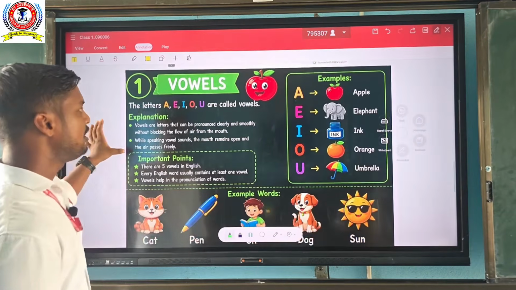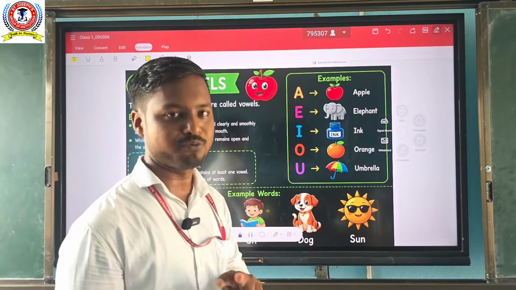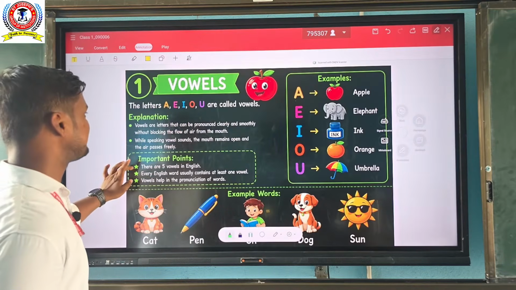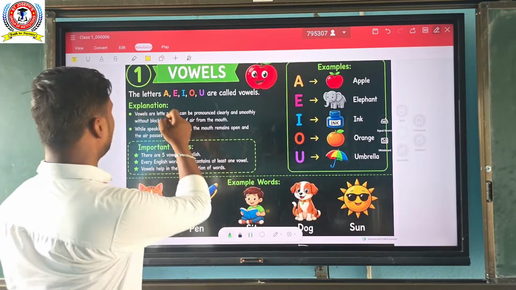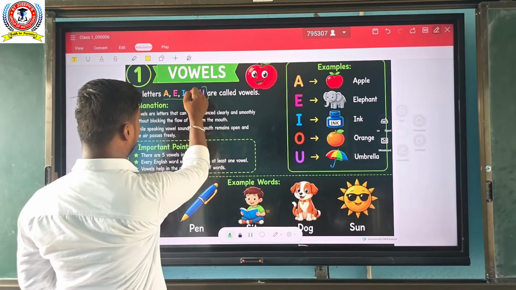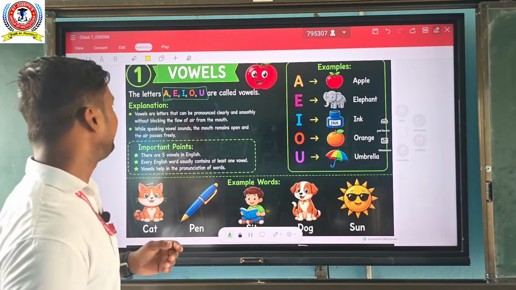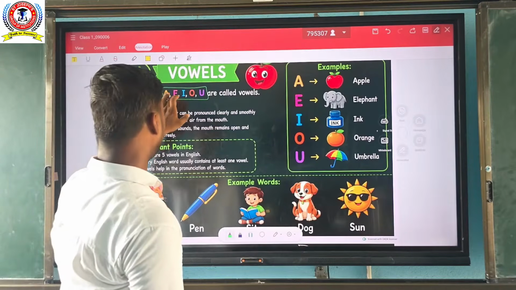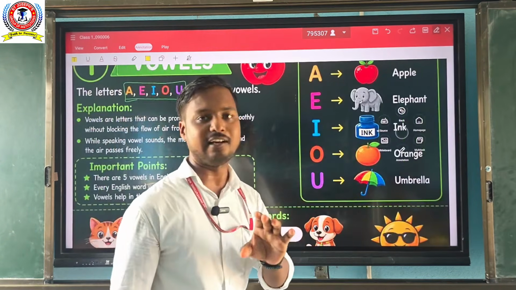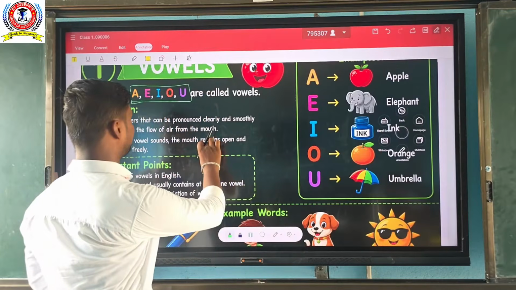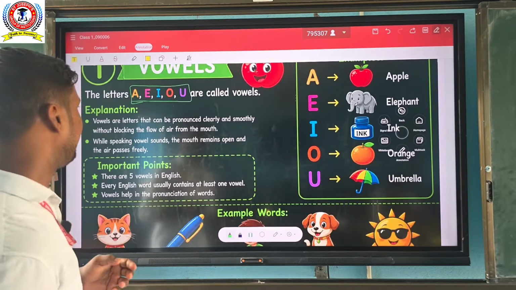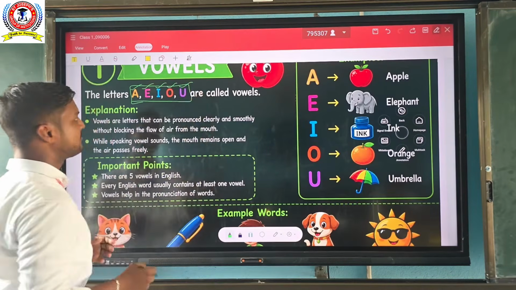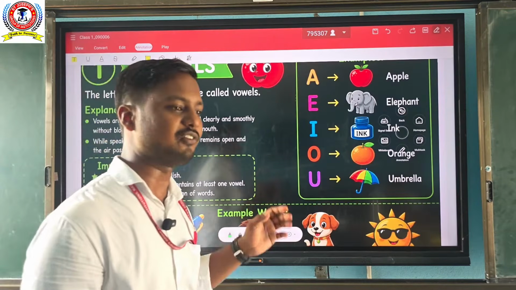Okay, students, so there are two groups. One is your vowel group and another one is your consonant group. You can see the vowels: A, E, I, O, U. Okay, these letters are called vowels. Why are these letters called vowels? That is a question in your mind. Why, sir, A, E, I, O, U? These 5 letters you are saying are the vowels.